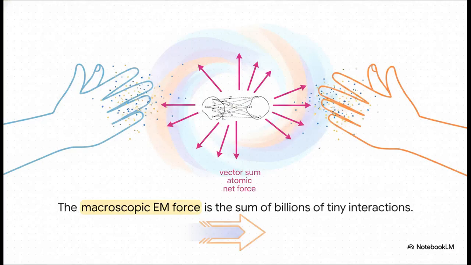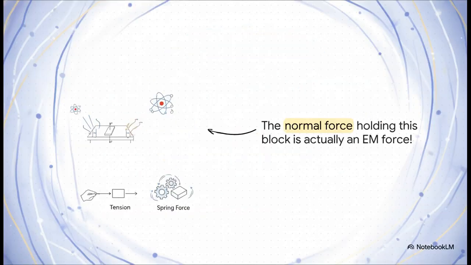Now think about how we actually experience this force in daily life. When two extended macroscopic bodies interact, like when you clap your hands together, you are actually experiencing the vector sum of billions of tiny atomic interactions. Every single proton and electron is exerting a microscopic force, and they all add up vectorially to give you that net force you feel. And this perfectly illustrates a concept that usually just blows students' minds.